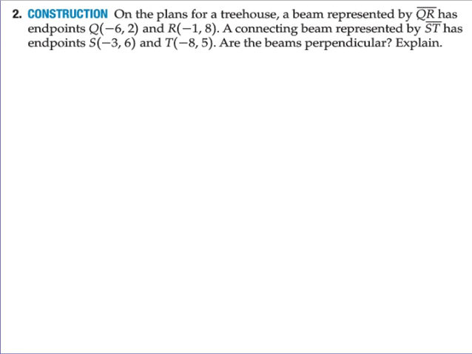We don't have to have a picture in order to be able to do the types of problems that we just saw. We can do this type of problem just using the information given in the word problem. On the plans for a tree house, a beam represented by QR. If you wanted to imagine it, QR might look like this beam, and it intersects beam ST. We don't have to worry about what the drawing actually looks like, just a picture in our minds of what the beams might be doing.